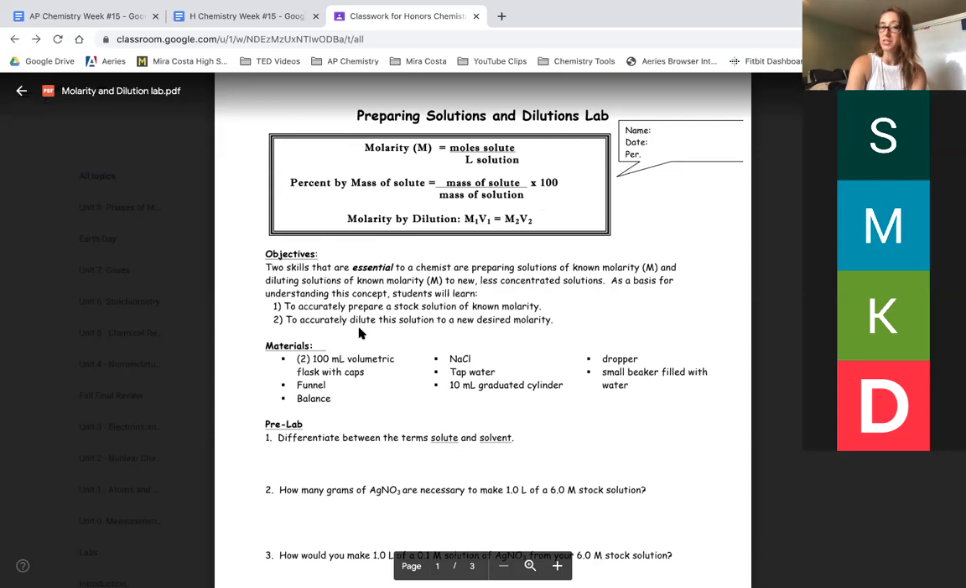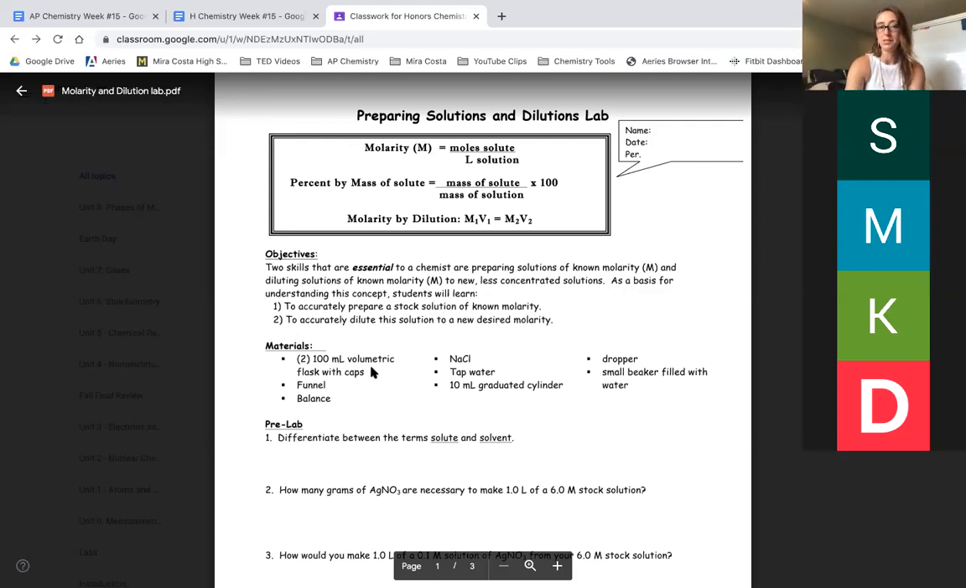As a basis for understanding the concept, the goal is for you to accurately prepare a stock solution, like I did here for you, and then to dilute it down to a new concentration, okay? That's less concentrated, to a new desired molarity.